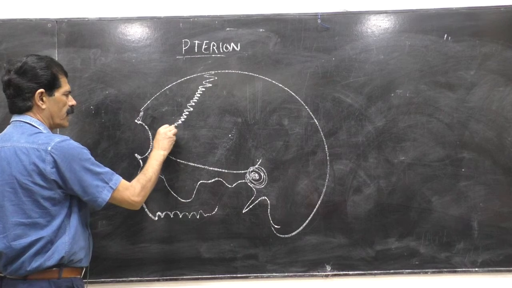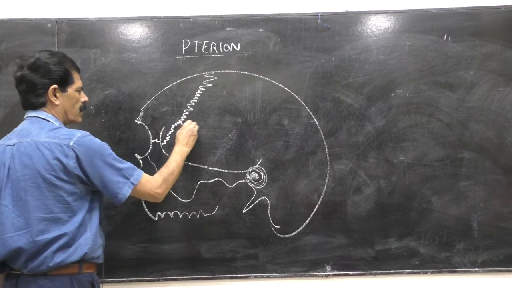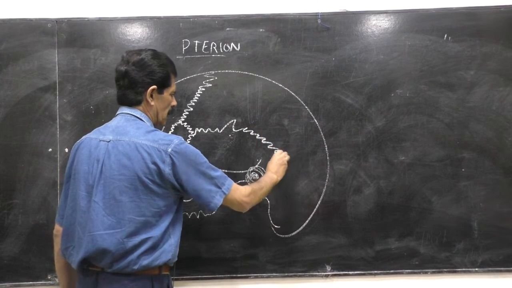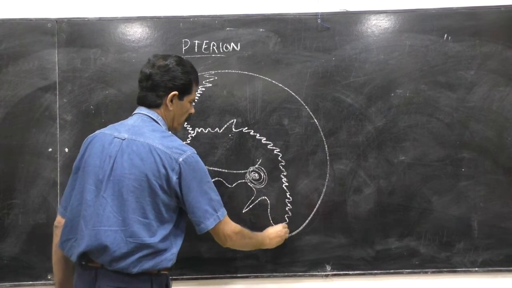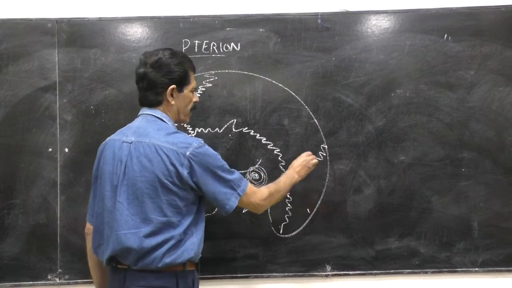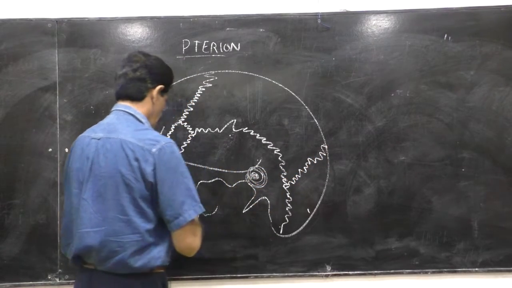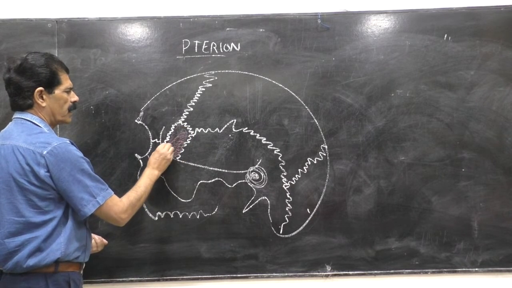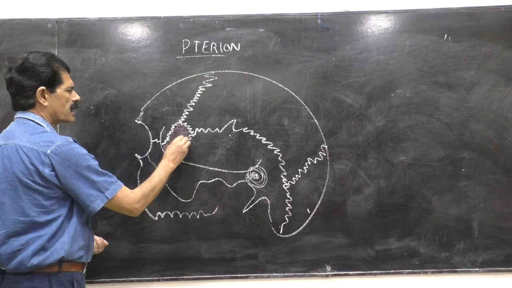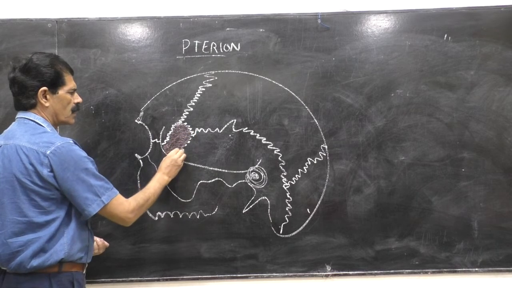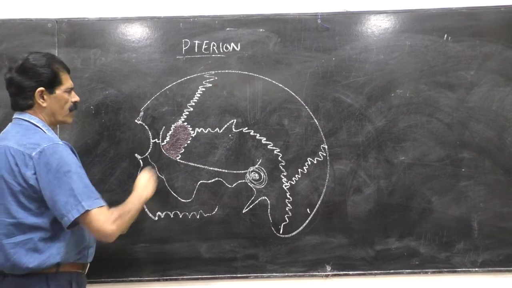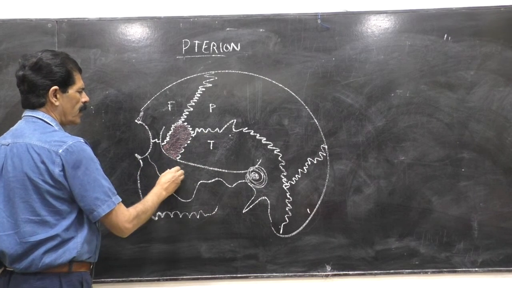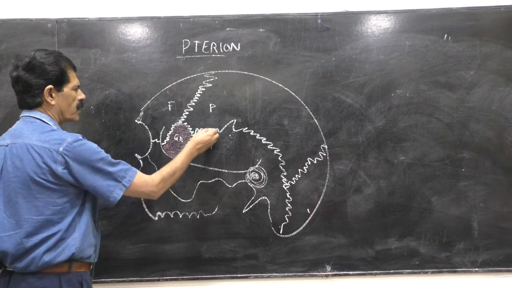Coronal suture meets here with the temporal bone, and the squamous part of the temporal bone meets with the occipital bone with the lambdoid suture. So this part is called the greater wing of sphenoid. Most of the sphenoid bone is inside the skull, but only a small part comes out to form the Pterion, where the frontal, parietal, temporal, and greater wing, the four bones, meet.